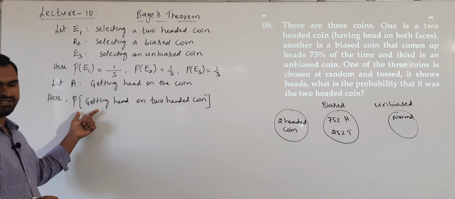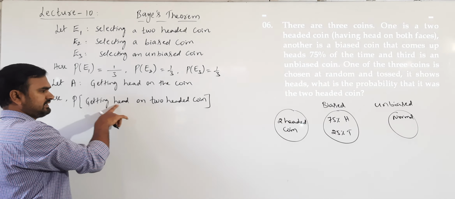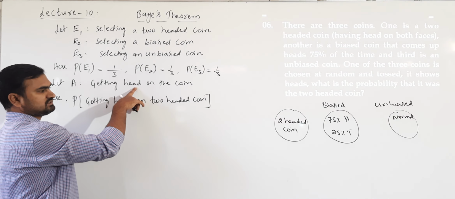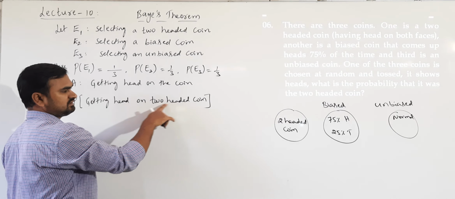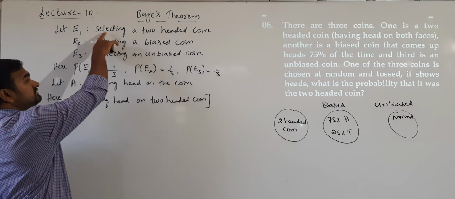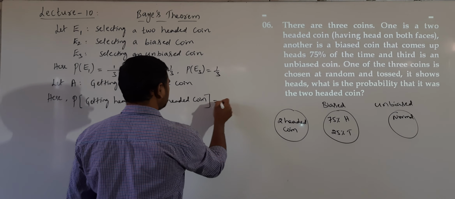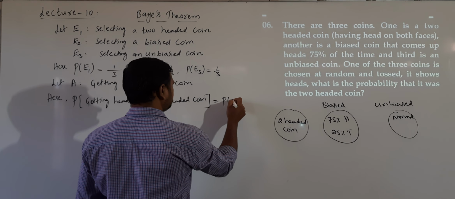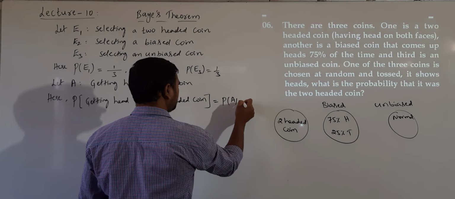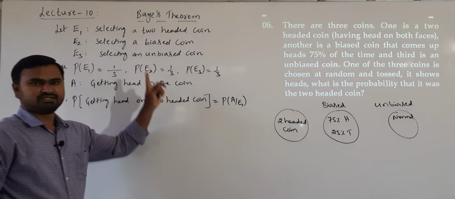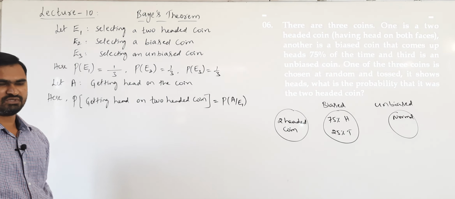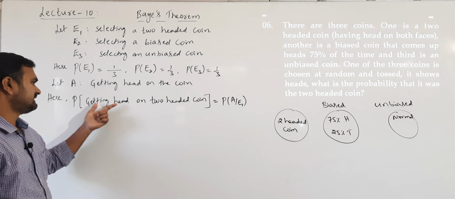So it is a notation we can write here: probability of getting head, event A, has occurred when we select a 2-headed coin. It is given that E1 is selected. So it is probability of A given that we are selecting a 2-headed coin. Understanding? So we are interested in getting head.